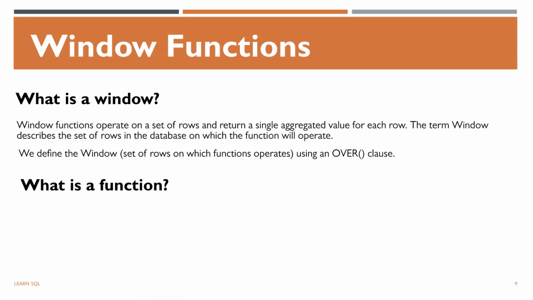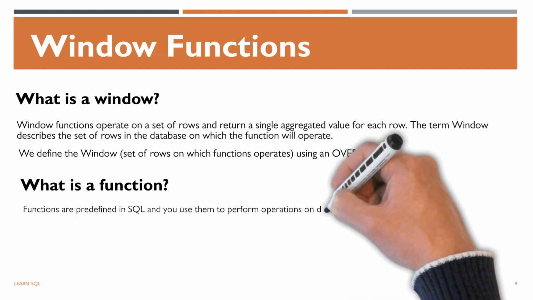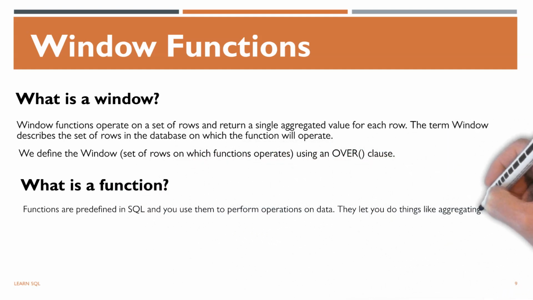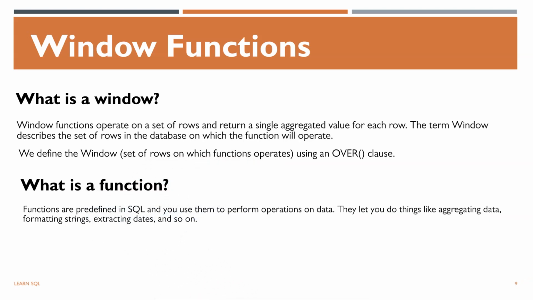Now you can think of functions as predefined programs, and you use them to perform operations on data. They let you do things like aggregating data, formatting strings, extracting dates, and so on and so forth. So window functions are SQL functions that enable us to perform operations on a window. That is, a set of records, right?